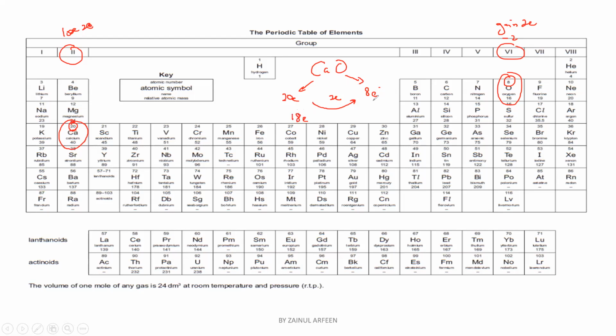And what will be the number of electrons in oxygen now? Originally it was 8, but now it will be 10. But they are not isoelectronic because they don't have the same number of electrons in the atom. In the question they ask which compound contains isoelectronic structure, or the same number of electrons in the outermost shell. So it cannot be option A. Option A is not the right answer.